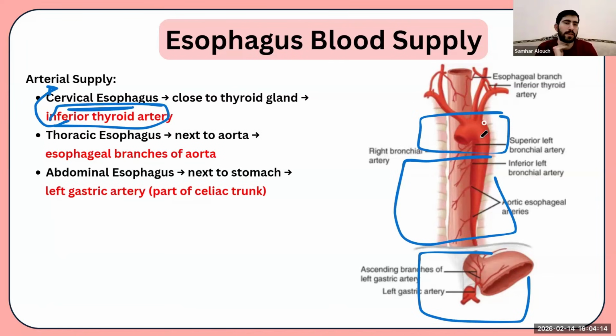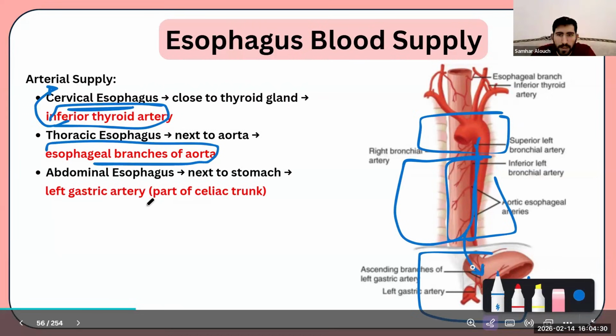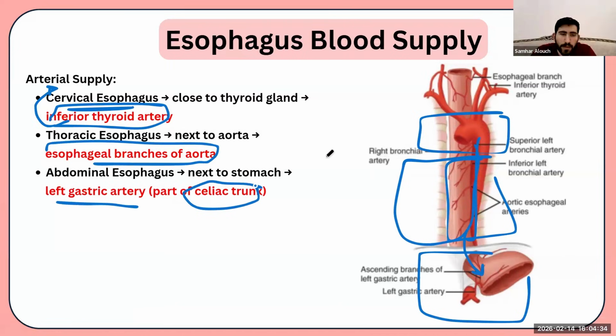Then we have the thoracic esophagus. It moves next to the aorta. Okay, as you can see here, we have the aorta and the esophagus. It's very close. So there is no need for another artery to come. It's just esophageal branches from the aorta. And finally, it will join the stomach, and so the blood supply will be from the stomach. It's called the left gastric artery, and it's part of the celiac trunk, which we will talk about later.